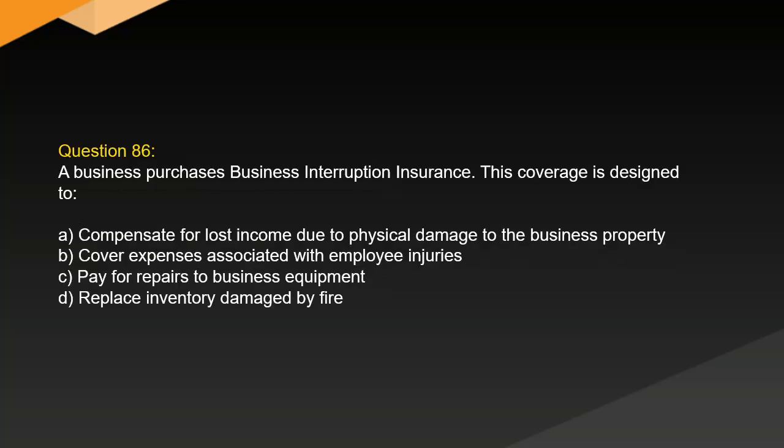Question 86. The business purchases business interruption insurance. This coverage is designed to A. Compensate for lost income due to physical damage to the business property. B. Cover expenses associated with employee injuries. C. Pay for repairs to business equipment. D. Replace inventory damaged by fire.